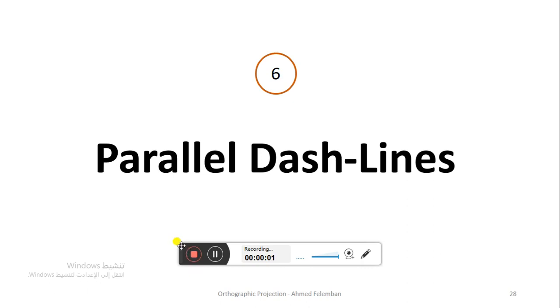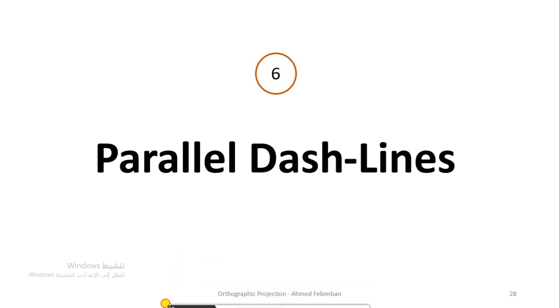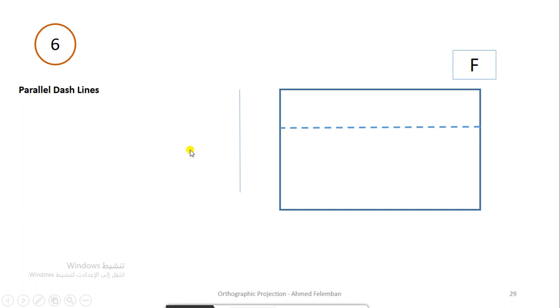Okay, coming into rule number 6, parallel dash lines. Okay, parallel dash lines. What do we mean by that? Suppose we have this rectangle in the front and we have parallel dash lines somewhere in this rectangle.